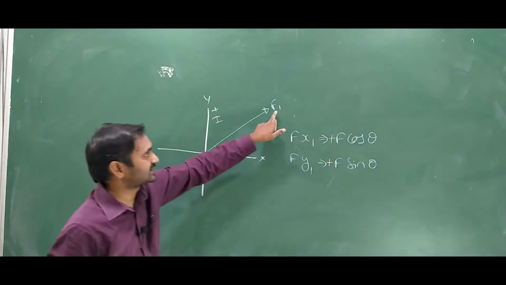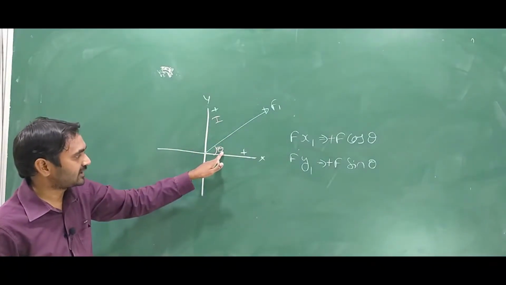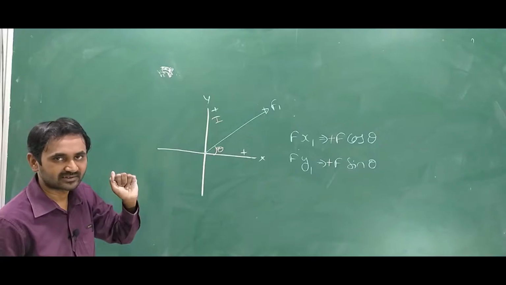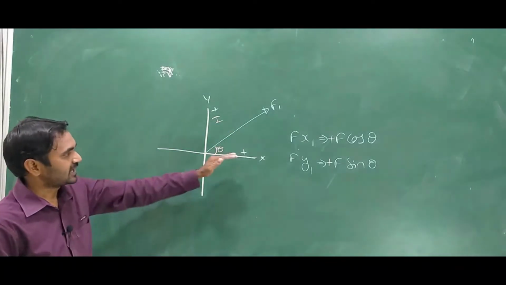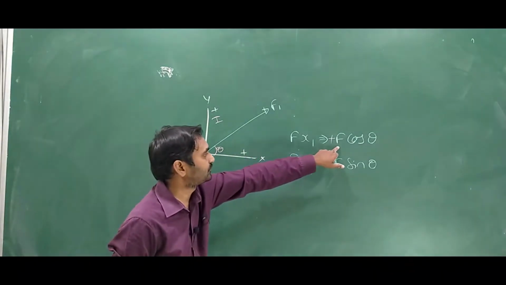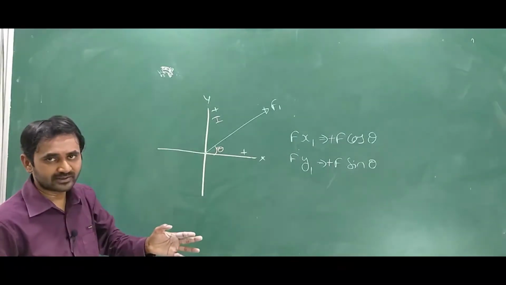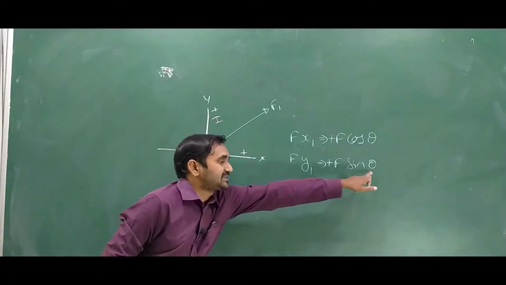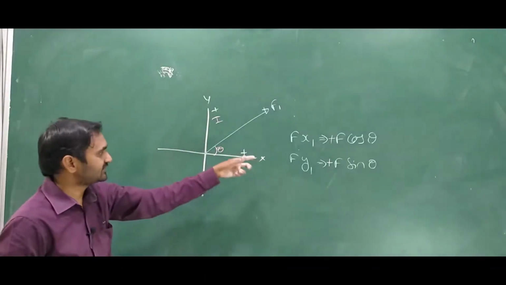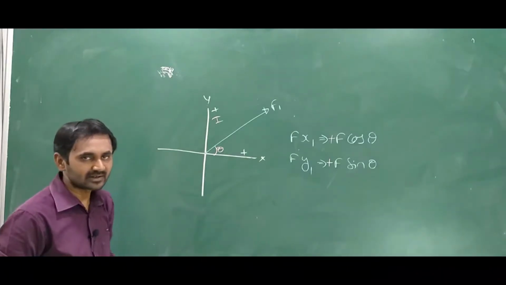For example, a 50 kilonewton force is acting at an angle of 30 degrees. Then Fx1 equals 50 cos 30. That is resolving in the x direction. When you resolve in the y direction, 50 sin 30. By solving, you will get the forces. X force you will get and y force you will get, right?